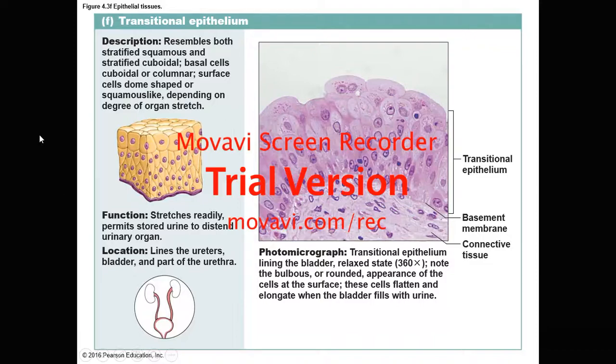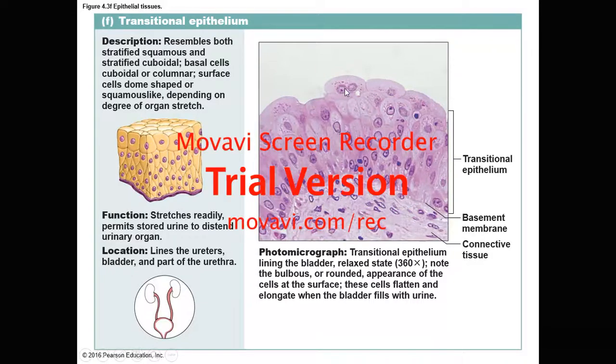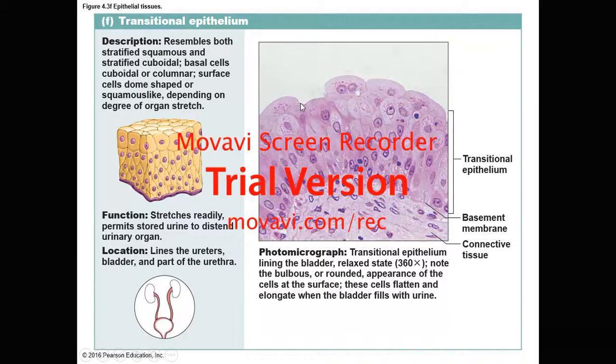So here's the description and image of transitional epithelium. It resembles both stratified squamous and stratified cuboidal. Okay, so you can't really make out whether it's stratified squamous or cuboidal, but with a lot of these rarer types of epithelium, if you can remember the location, a lot of times it helps you just as much. So if you remember bladder, transitional, if you put those two together, it helps you out a lot too.